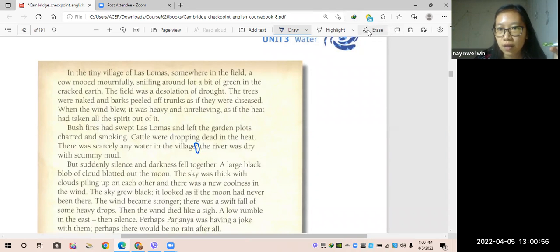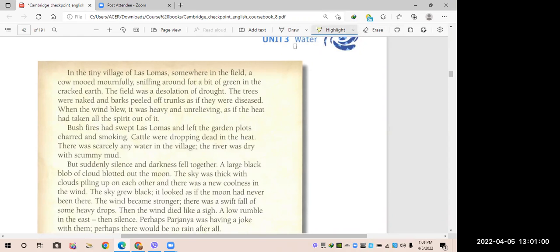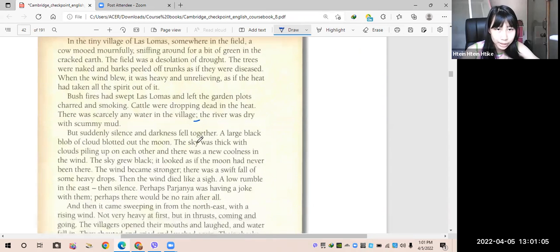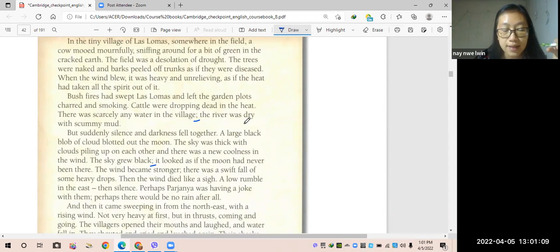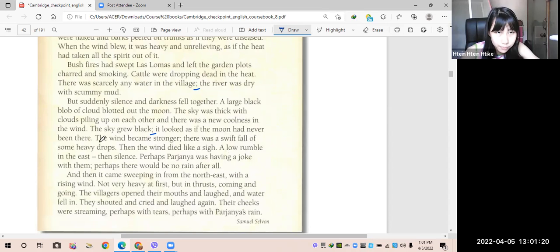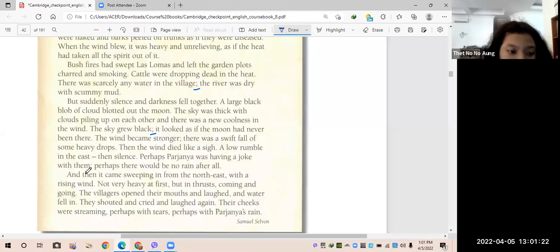I think it is better to underline. The sky grew black. That paragraph. The sky grew black. And the wind became stronger. Teacher, the wind became stronger. Okay.